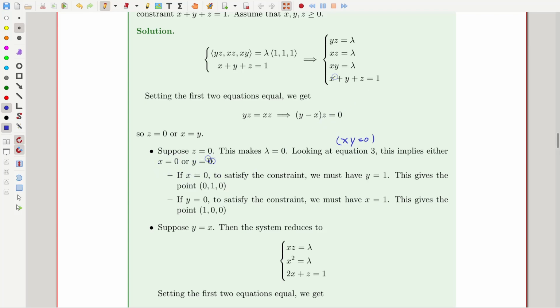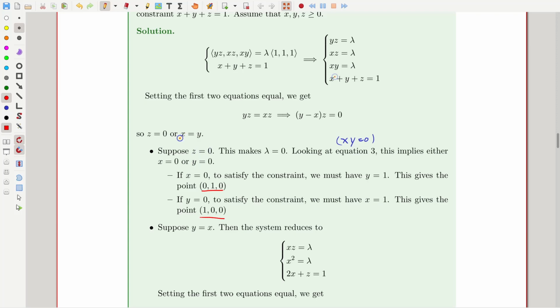Now for the subcase of y equaling 0, well, the same reasoning holds. You have z and y equal 0. X therefore must be 1 to satisfy the constraint, which gives you another critical point. And I think I should probably just underline these to emphasize them. We're going to collect things at the end and evaluate everything. Okay, so that wraps up this case of assuming that z was equal to 0.